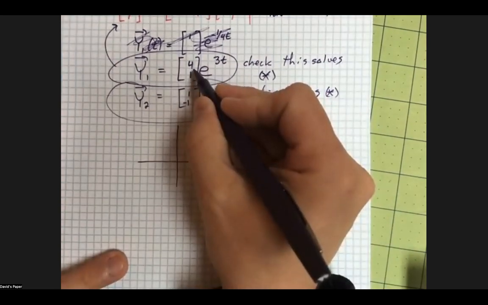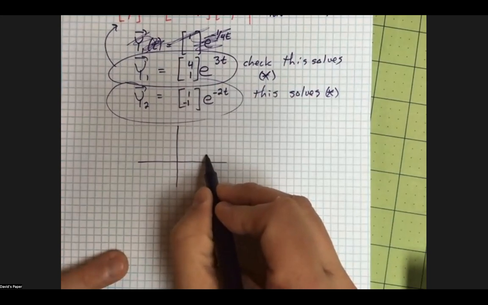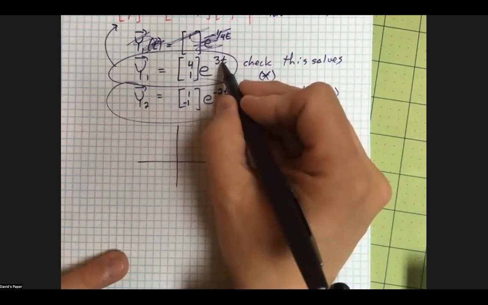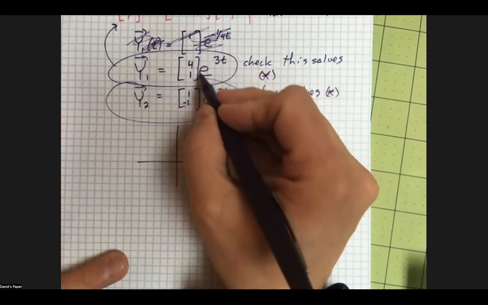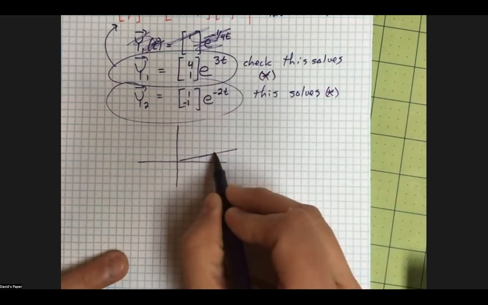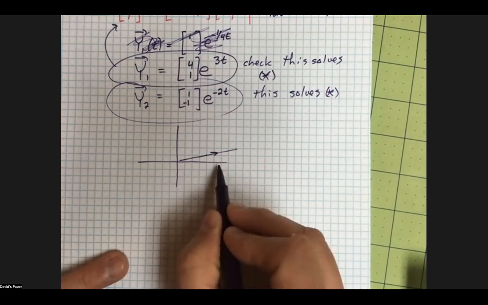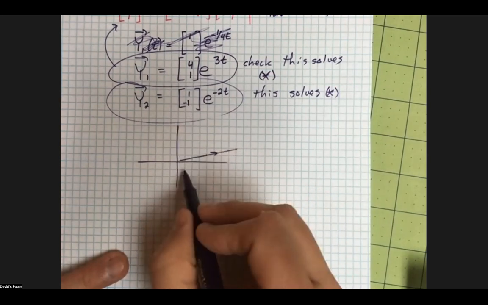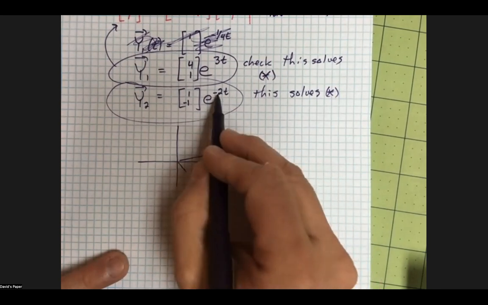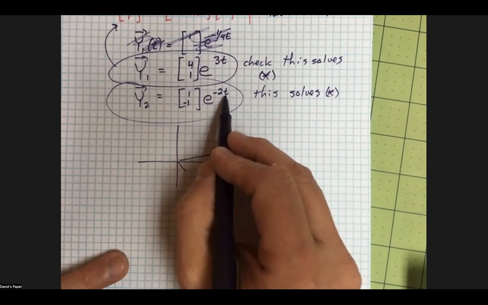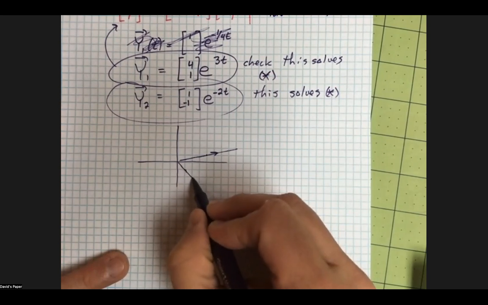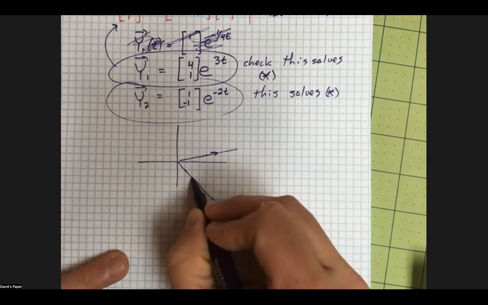Let's look at the vector 4 and 1. As time goes on, this number becomes super huge. Remember the speech I gave you last week. And I shoot out of the origin along the vector 4 and 1. Look at the vector 1 and minus 1. Since this is a negative eigenvalue, as time goes forward, this becomes small, and I shoot into the origin along this vector.